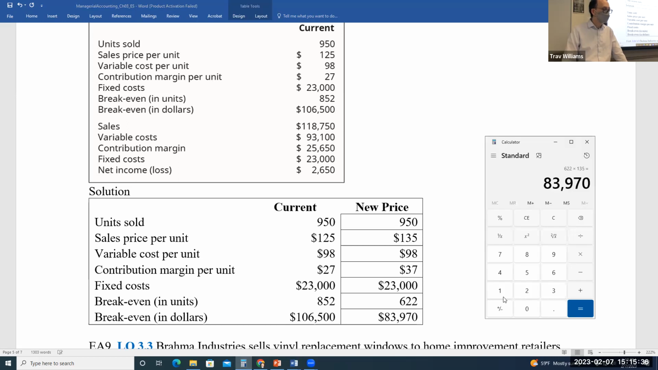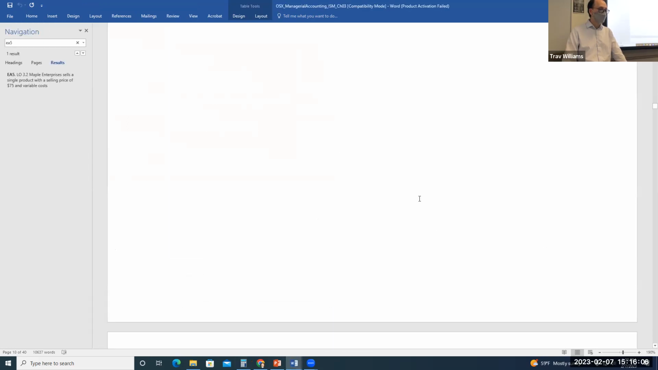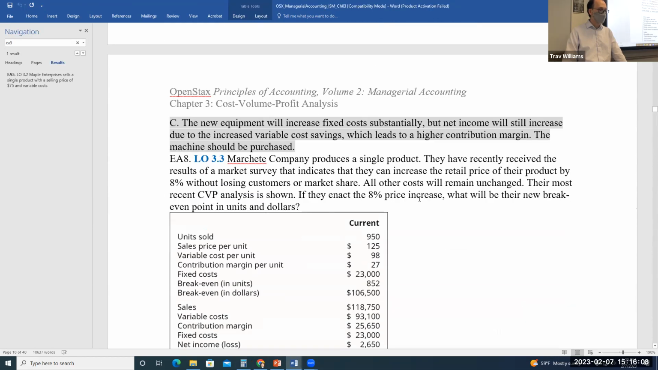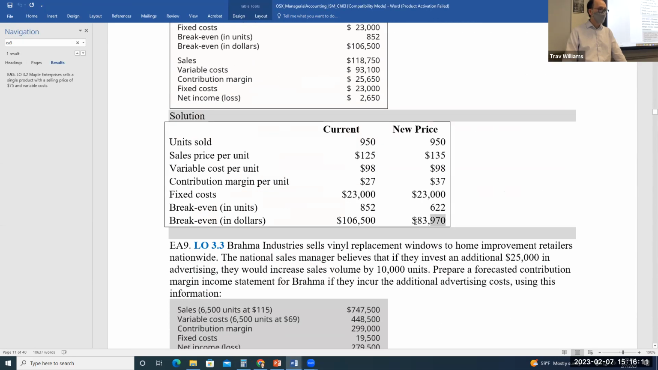Let's do that the other way. We take our contribution margin per unit, divide it by our sales price per unit. That's 27.4% contribution margin ratio, right? Or so we take our fixed costs, divide it by 0.274. We get pretty much the same 83,900 something. I think the 83,970 is the official answer here, so let's double check it. Okay, 83,970.